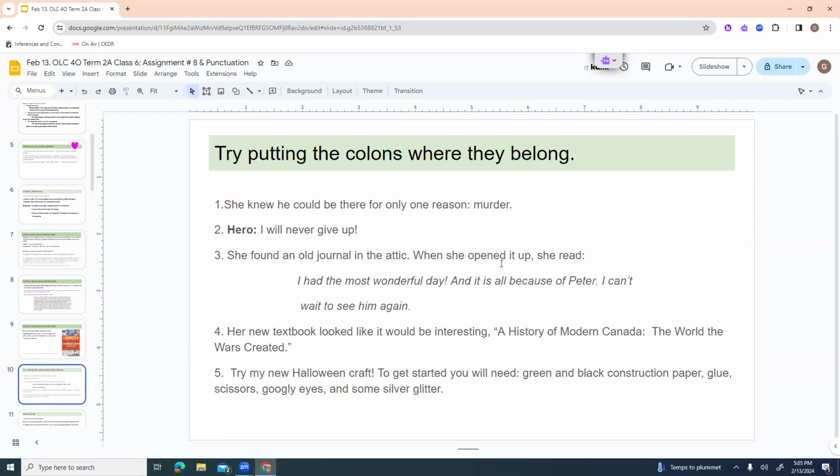"She found an old journal in the attic. When she opened it up, she read: I had the most wonderful day, and it is all because of Peter. I can't wait to see him again." Well, why are they using the colon? Because they're introducing a bit of text.